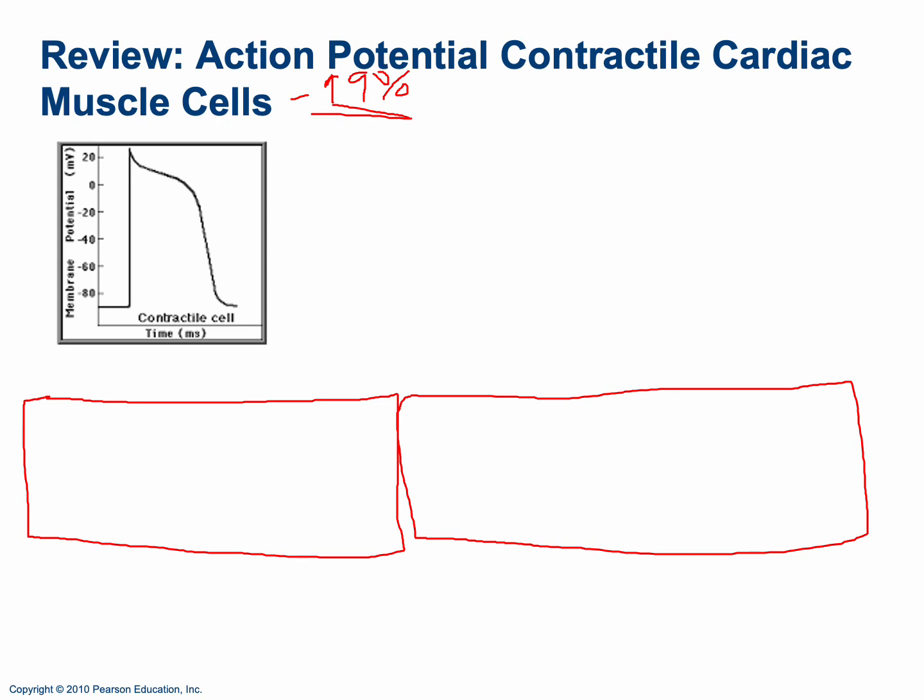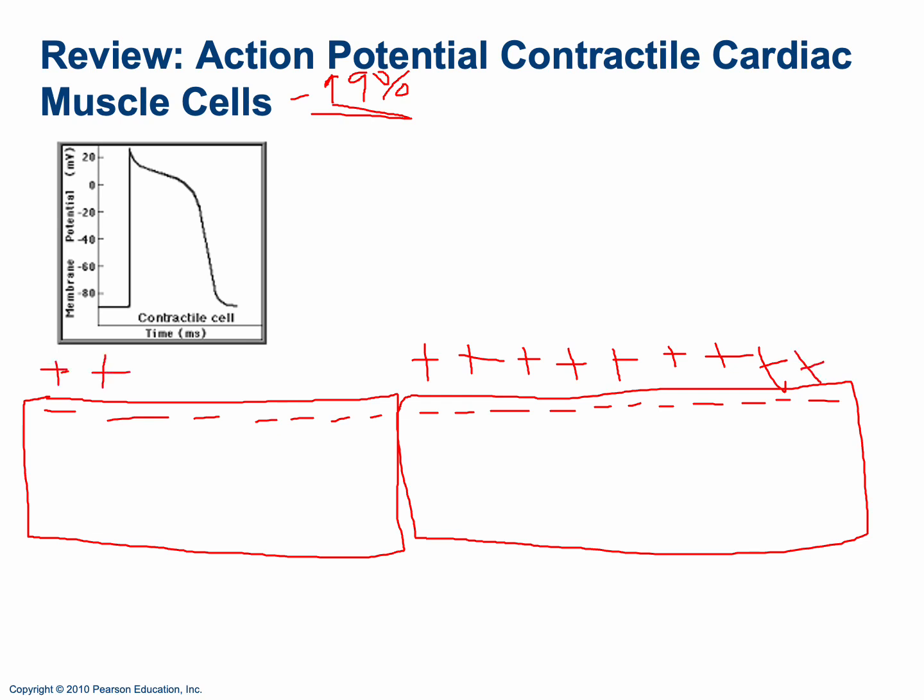All right. And at a state of rest, we're at a resting membrane potential. It's very negative inside the cell. It's very positive outside of the cardiac cell. So negative inside the cardiac cell, very positive outside of the cardiac cell.